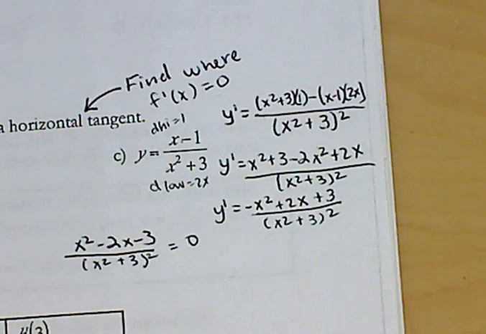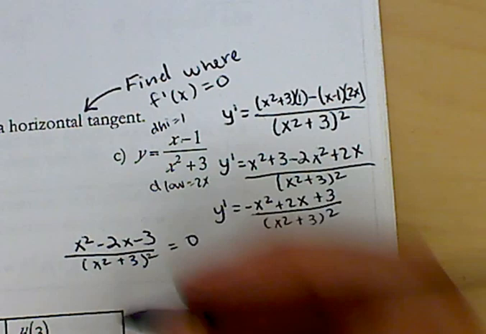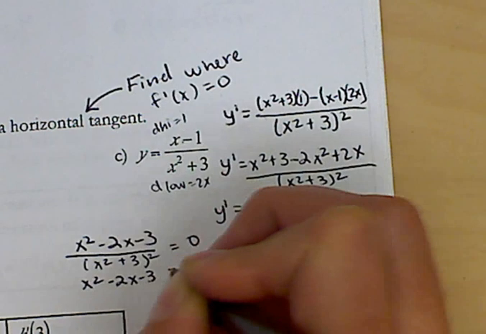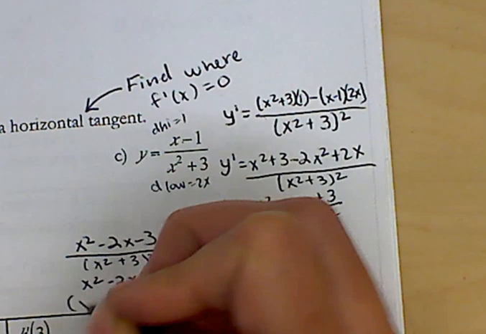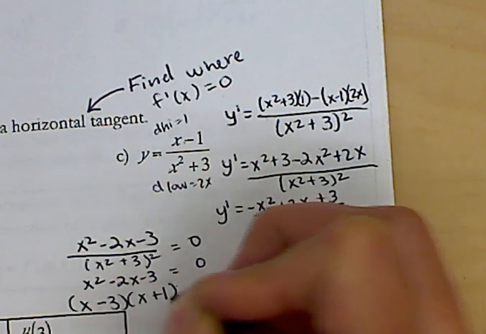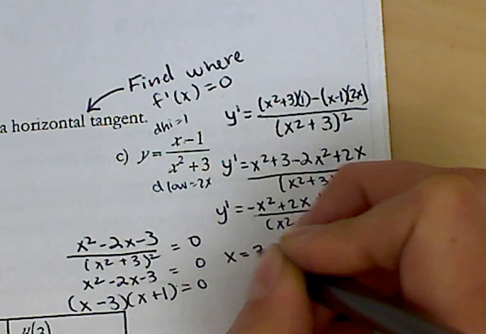So if I multiply both sides by x squared plus 3 squared to cancel it out over here, I'll still get 0 over there. So I have x squared minus 2x minus 3 equals 0. And I can factor: x minus 3 times x plus 1 equals 0. And I get x equals positive 3 and x equals negative 1.